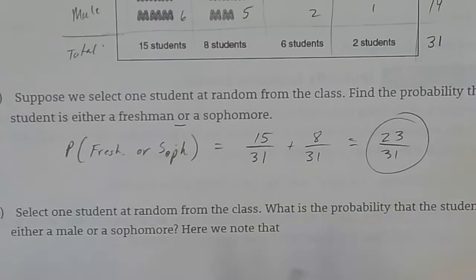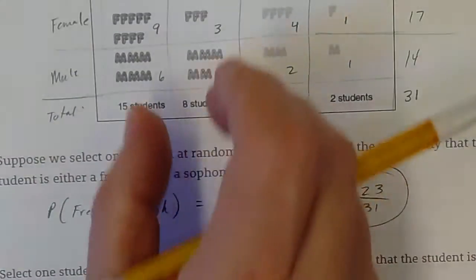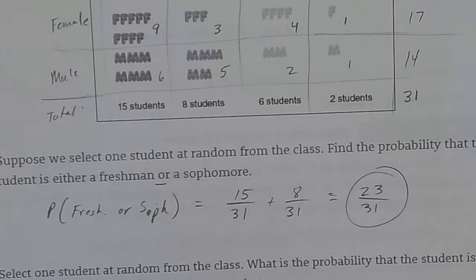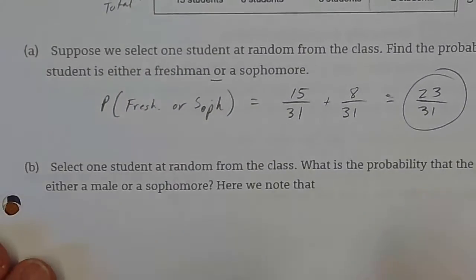These are actually called mutually exclusive events. I'm getting ahead of myself a little bit, but I might as well start using it. Can I randomly select somebody from this group and select a freshman and sophomore at the same time? No, we can't, right? So if that's the case, there's no overlap, then we say they're mutually exclusive. Okay? All right, let's take a look at part B.